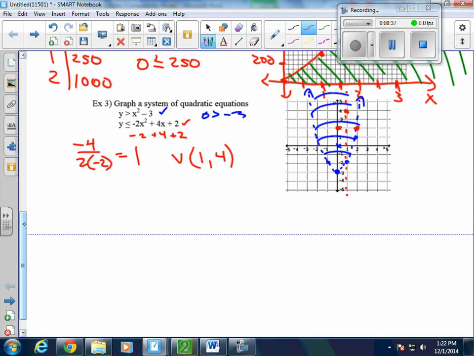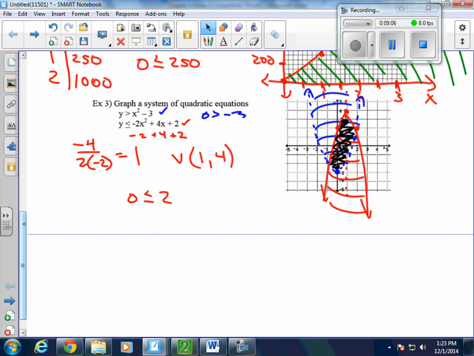And this one is going to be a solid line, or a solid graph. Again, we're going to pick our test point, and we can use (0, 0) here again. So 0 is less than or equal to 2. Is that true? The answer is yes. So everything inside of there is shaded. So our solution is everything inside of where they are both shaded.